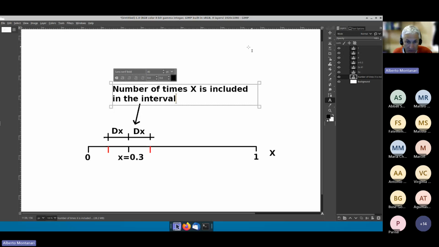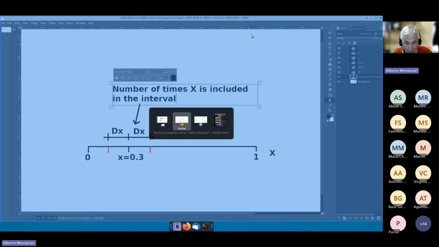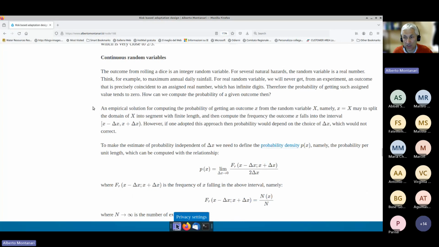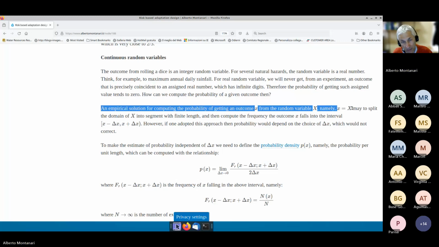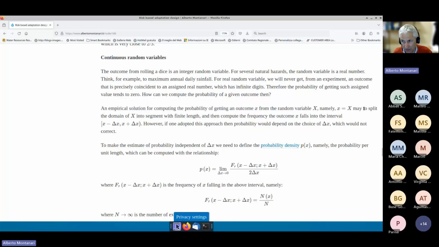Let's go back to the website and see how we can write it in a formal way. So you see here an empirical solution for computing the probability of getting an outcome x from the random variable capital X, namely lowercase x equal to uppercase X. Maybe here there is a b that is missing. Maybe to split the domain of x into segments with finite length and then compute the frequency of the outcome x falling into the interval.